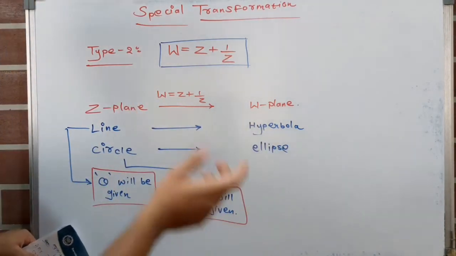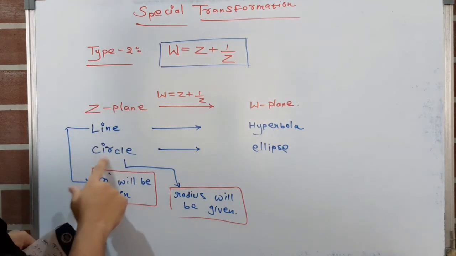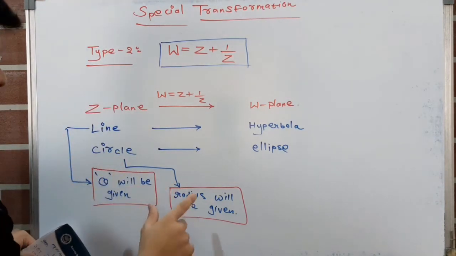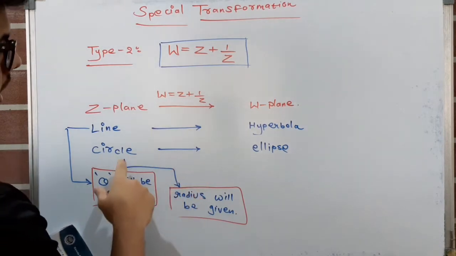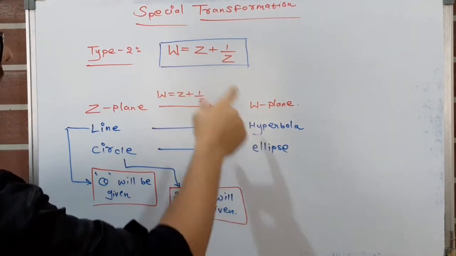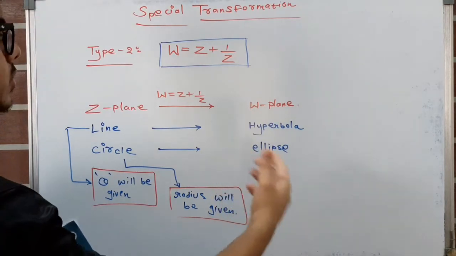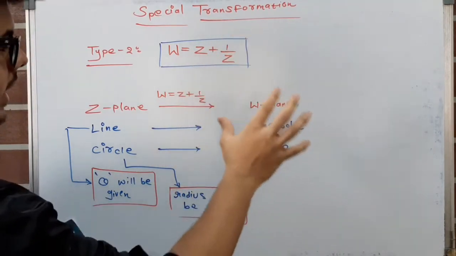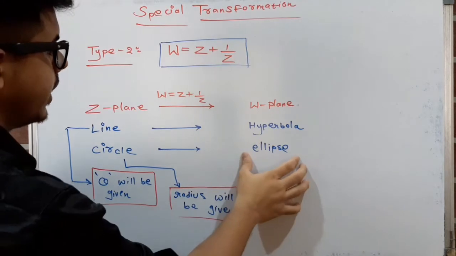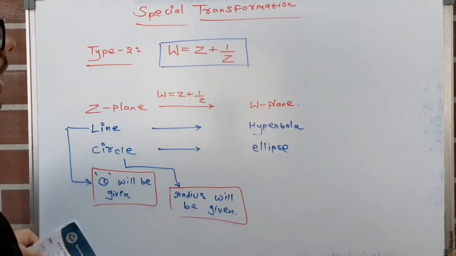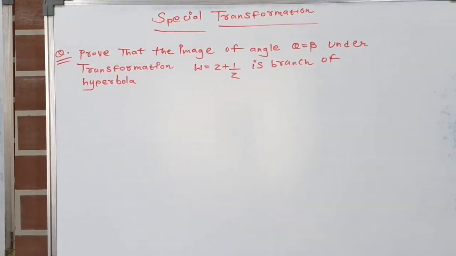Okay. And when in the equation the circle is given, that means the radius will be given. Okay. That time this circle will be transformed into ellipse by using W is equals to Z plus 1 upon Z transformation. Okay. Now when we will solve the sums of this transformation, then you will get the clear idea that what I am saying. Okay. So without any further delay, we will solve the sums.